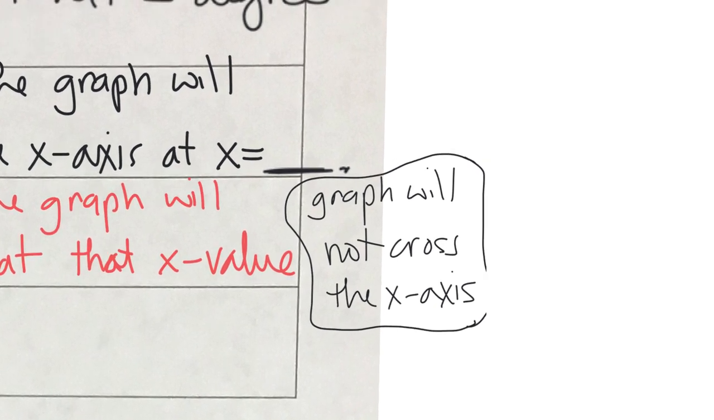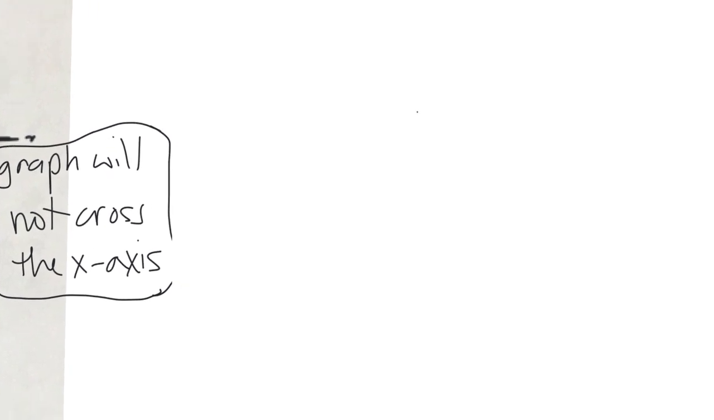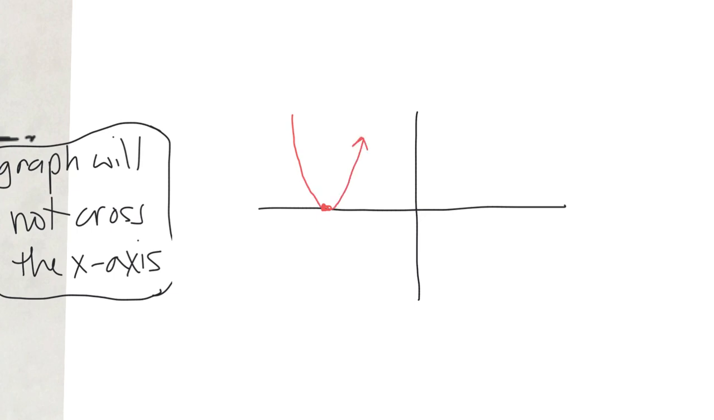So let's take a look at what that would look like as a little sketch. There's your y-axis, here's your x-axis. Our graph is going to touch, so maybe that's our 0. Then the graph will come down and touch right there and then go back up in the same direction it came from. It does not cross the x-axis.